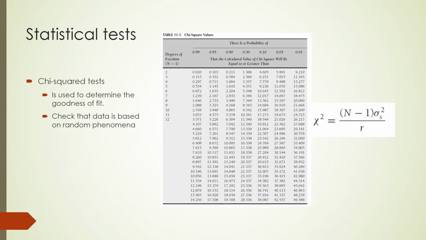Another test is the chi-squared test. This is used to determine the goodness of fit of measured data to a probability distribution function. It allows us to check that a data set is based on random phenomena. Remember that random phenomena like radioactive decay is described by a Poisson distribution function. So if the data fits a Poisson distribution, you can say it is based on random phenomena. If it does not fit a Poisson distribution, then it is not based on random phenomena.